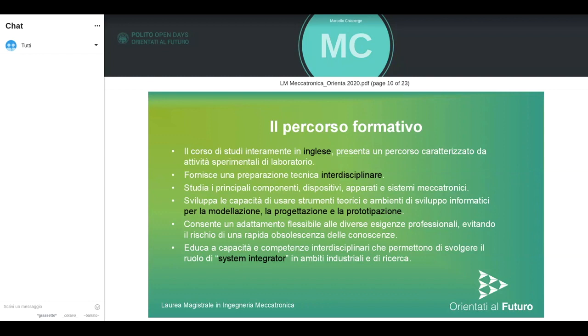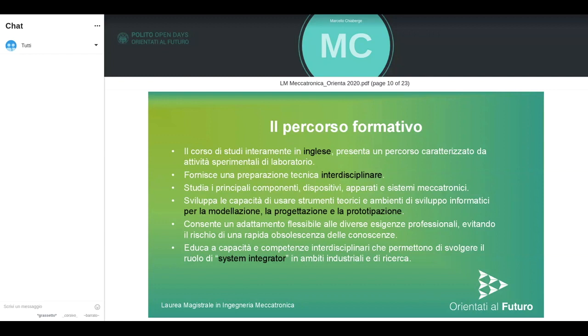The study course is fully in English, English spoken by Italian professors, so it is not so difficult. Obviously, it is something that wants to stress the interdisciplinary and international relations of this kind of scientific and technological area, and obviously all the material and all the documentation is typically in English.